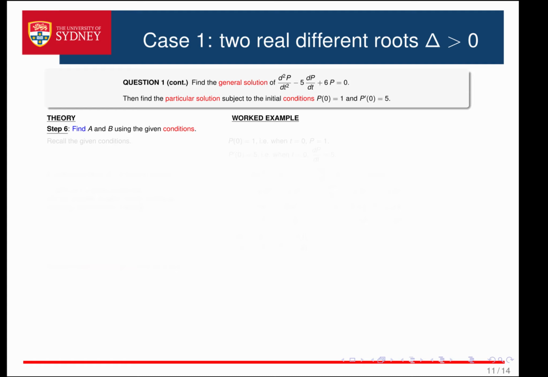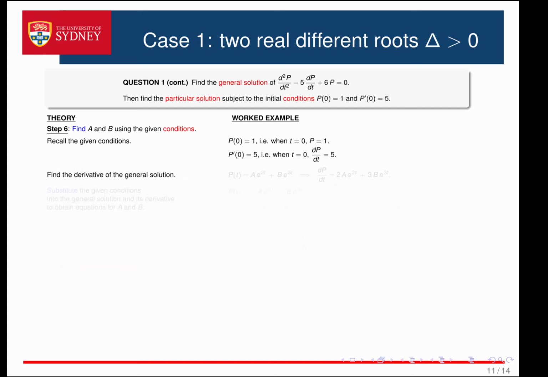Step 6. To find a particular solution, we use the conditions on p and t to evaluate the arbitrary constants. We firstly need to understand exactly what our conditions mean for the variables p and t. The first condition is p of 0 is equal to 1. This means that when t is equal to 0, p is equal to 1. The second condition is p dashed of 0 is equal to 5. This means that when t is equal to 0, the derivative dp/dt is equal to 5.